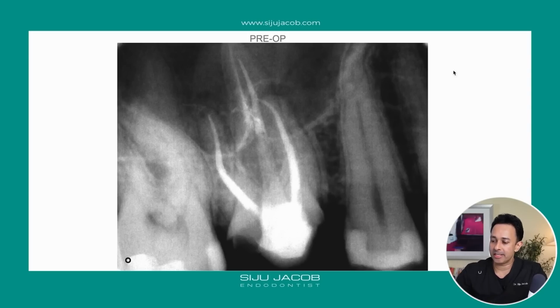This is the first case. In this particular case, somebody had already done an endo many years ago. The reason why the patient came to the clinic in the first place was not because of any pain, but because the crown had fallen off.